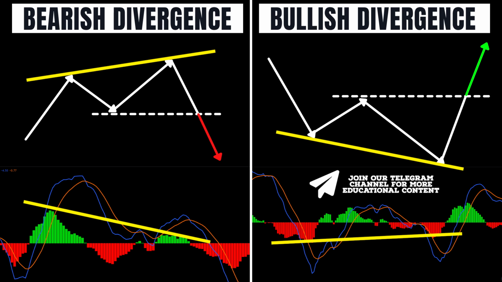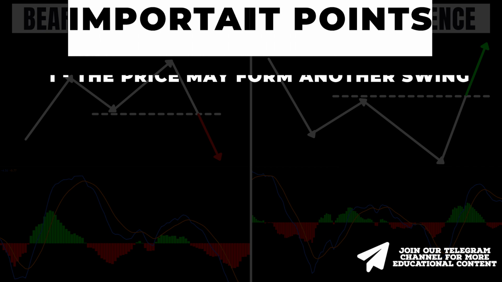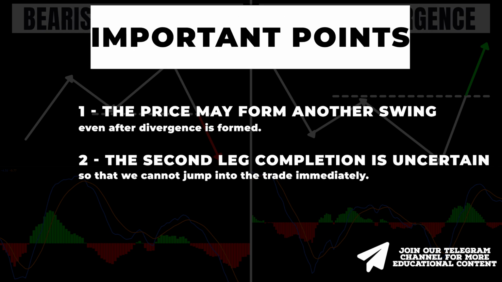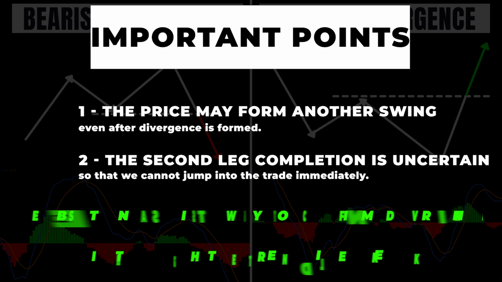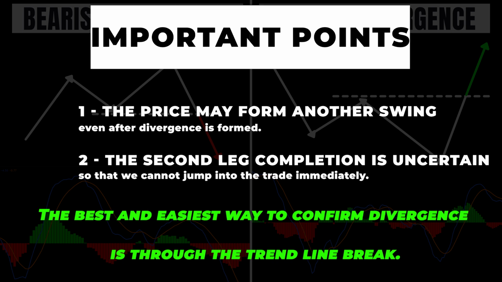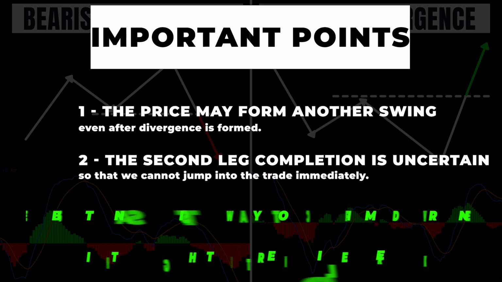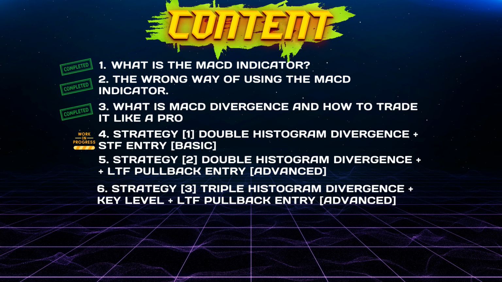But how to trade this setup like a pro with insanely high accuracy? First of all, we should bear in mind that the price may form another swing even after divergence is formed. Also, we don't know when the second leg will be completed, so we cannot jump into the trade immediately. So, the best and easiest way to confirm divergence is through the trend line break. With that being said, let's move to the next topic and discuss the exact step-by-step process.